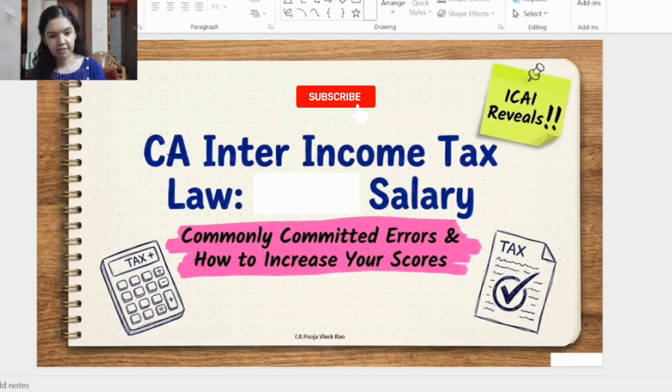So salary is a very important chapter, but it is also quite lengthy. With the default tax regime and the optional tax regime, the chapter can sometimes become confusing. So let's understand how you can organize these provisions, avoid common mistakes, and improve your scores in the examination.